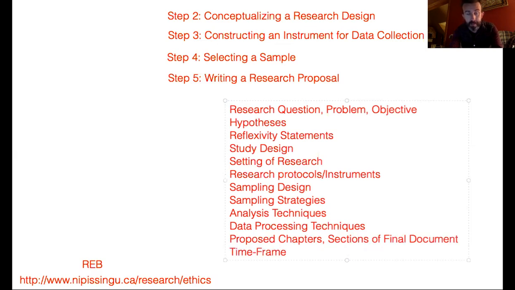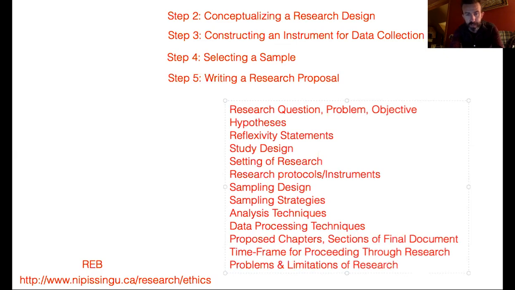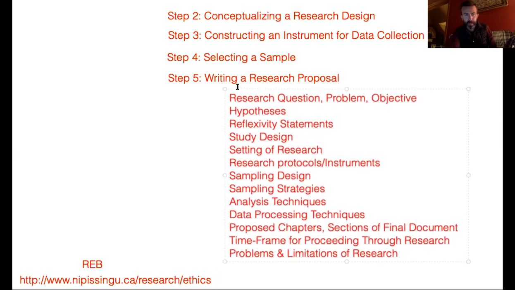The time frame for proceeding through research phases, problems and limitations of your study, things like this. I'm just kind of brainstorming. These are some of the possible things that might be in a research proposal. You will get most of the essential components as you move through this course, and we'll discuss pretty much everything that I've just listed. And, you know, research proposals are quite flexible. They could have other things in there, and they might not have some of the things I've just mentioned, okay?